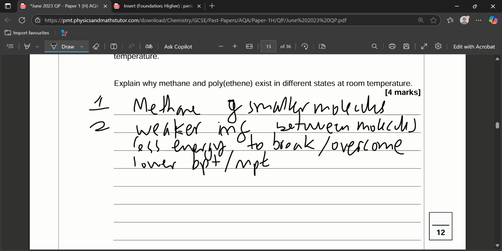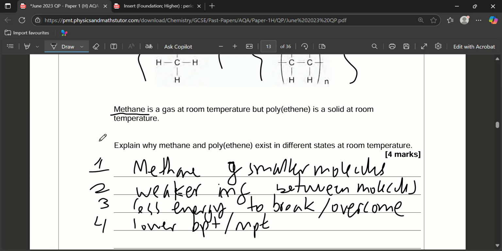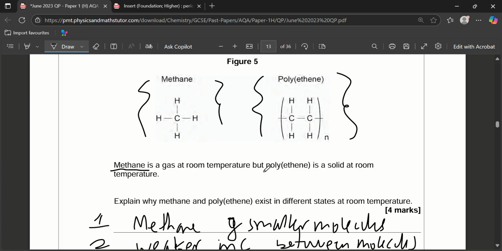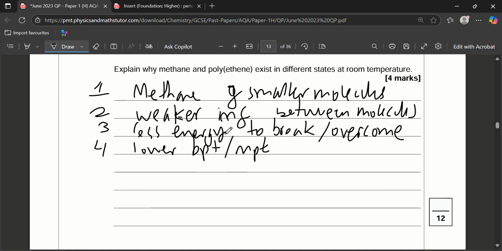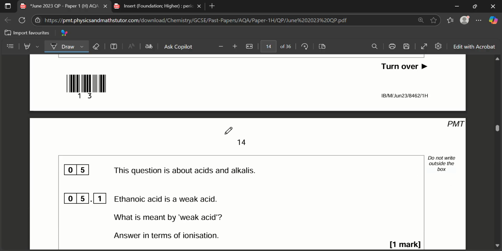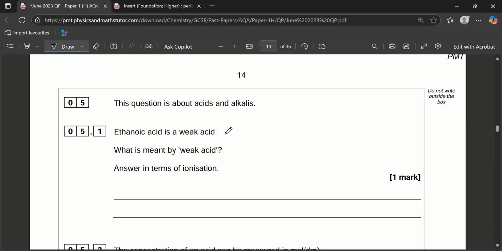There's your 4 marks. First one is mentioning the difference between molecules, and then the second one is talking about intermolecular forces. Third one is talking about the energy needed, difference in energy needed to overcome them, and the 4th mark is just give a final statement that methane has a lower boiling point, melting point, than polyethylene, or if you went down the other route, polyethylene has a higher boiling point / melting point.